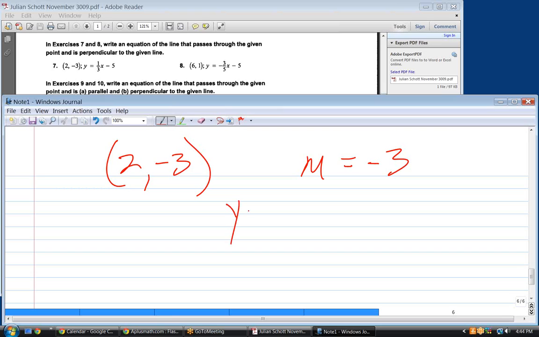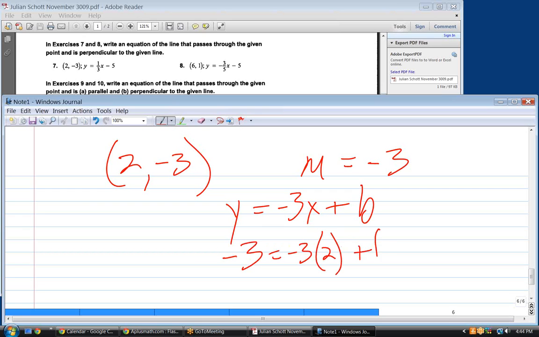Well, here's the format we're looking for. And I can replace the m because I know it's minus 3. So what's the next step? Finding B. Okay, how do I do that? You plug in minus 3 equals minus 3 times 2 plus B. Solve that for B.